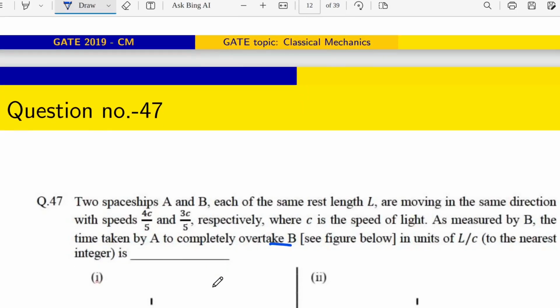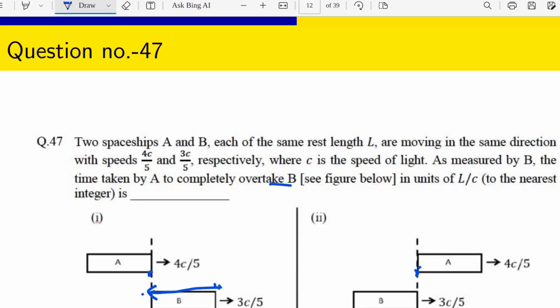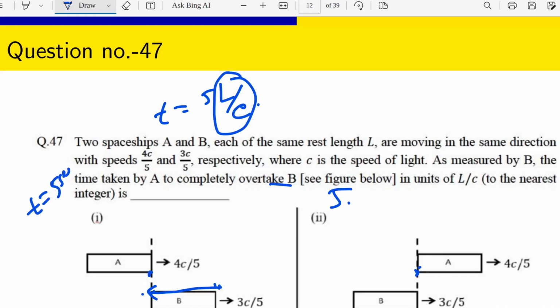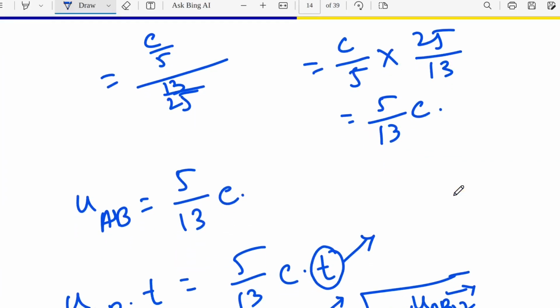This time is measured in the frame of B, and the result is T equals 5 L by C. They are asking you to write the value of that integer in units of L by C, so the result will be 5. The correct T will be 5 seconds. The unit was not mentioned, so you can say seconds or something. So the answer will be 5. I think it's understood. Now we will go to the next question.